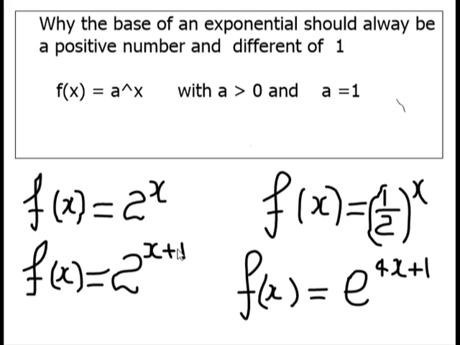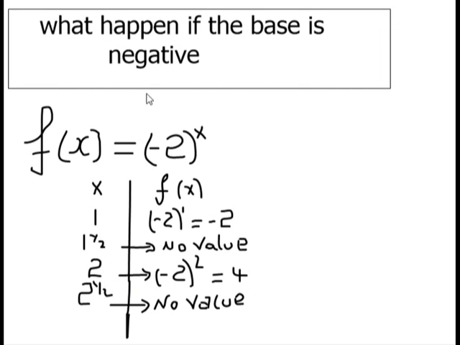for the power, any x, any variable, but to be an exponential function, the base should always be positive. So to understand why the base cannot be negative, we're going to choose just one example where the base is negative. Let's say we have this function where the base is -2. We're going to give some values for x and see what happens for the result. Let's take x equal 1.